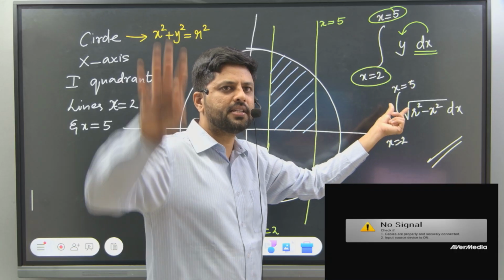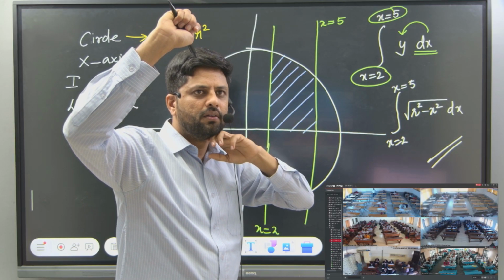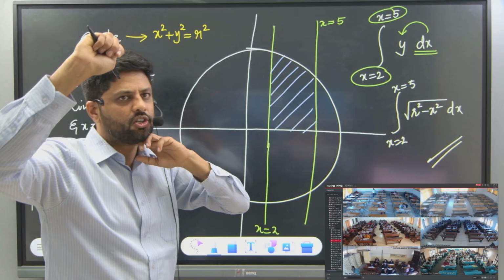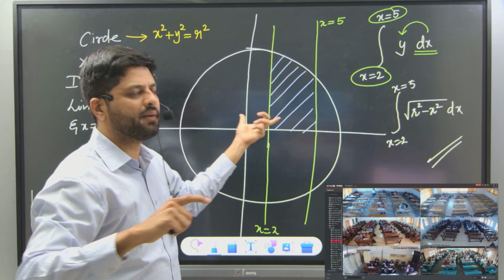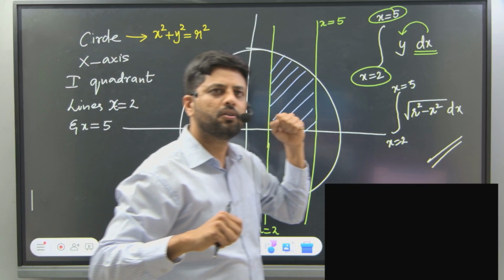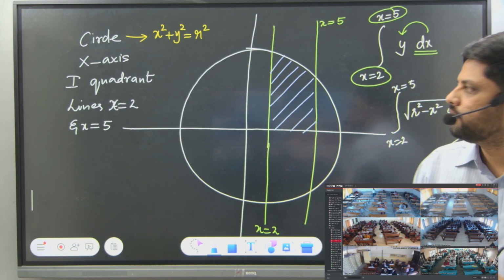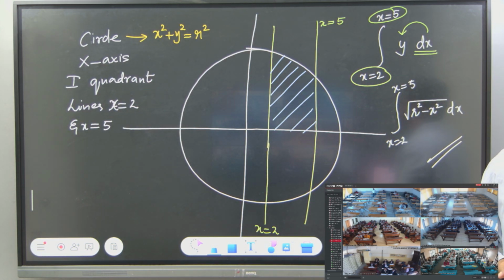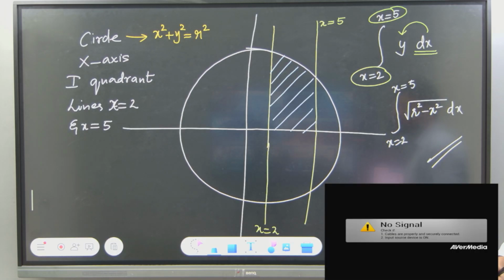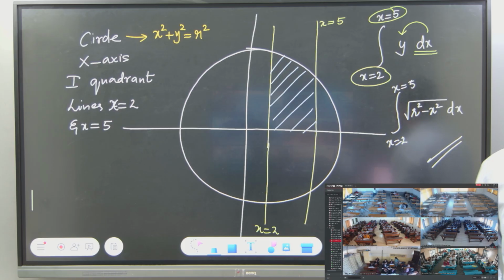Do you understand? Shall we go to problems, or should I pick one more shape like this and explain? Should I pick one more shape and start with the problems, or what do we do? All right. We'll start with the problems.